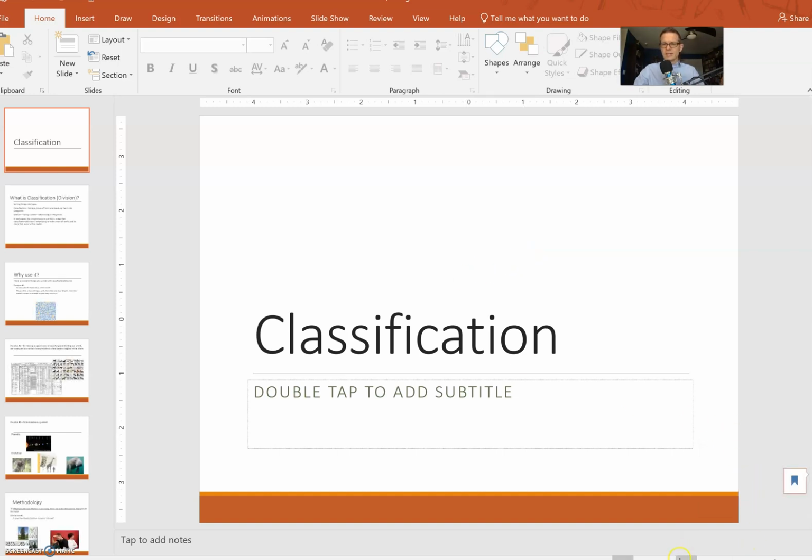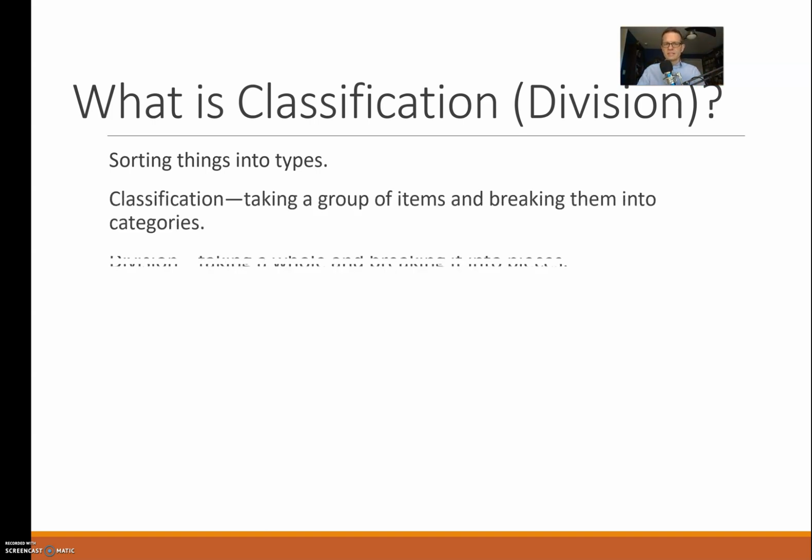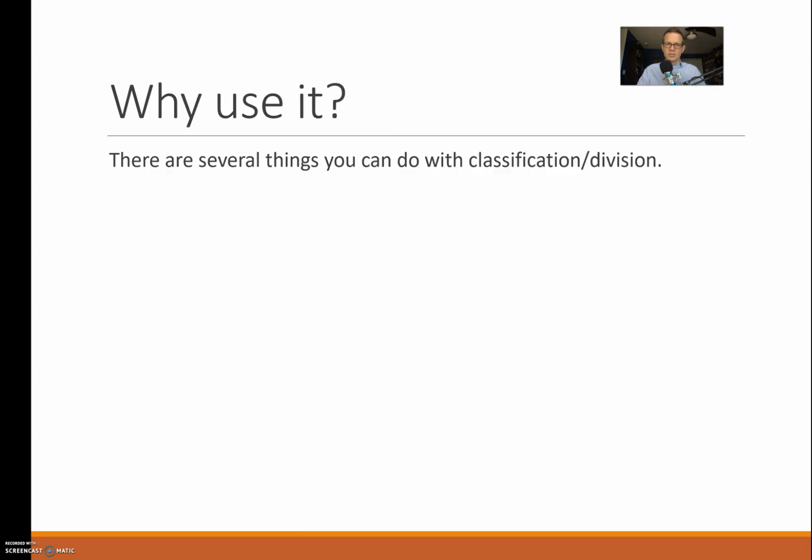Classification is a fairly straightforward one. It just is a matter of dividing things into types and categories. Division is oftentimes used with it, but they're essentially the same activity. If I have a bunch of different things and I want to classify all of them, I can sort them into those categories. But if I have one thing, I might subdivide it, but really the activity is exactly the same. So it's sorting things into types. This is grouping things or breaking down a total.